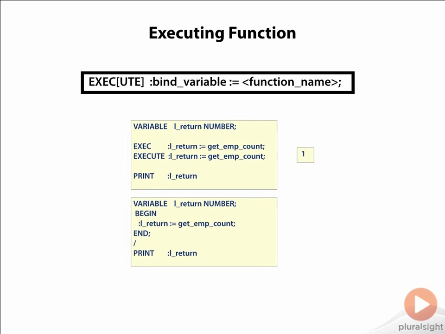In the next code snippet, I have shown how you can refer to a bind variable declared in SQL Plus or SQL Developer inside a PL/SQL block. Here again we use the colon in front of the bind variable name inside PL/SQL to refer to it. Here we have assigned the value returned by getEmpCount to lReturn. Then outside the PL/SQL block, we can get its value by print lReturn statement. This is how you can use bind variables inside and outside of PL/SQL blocks.